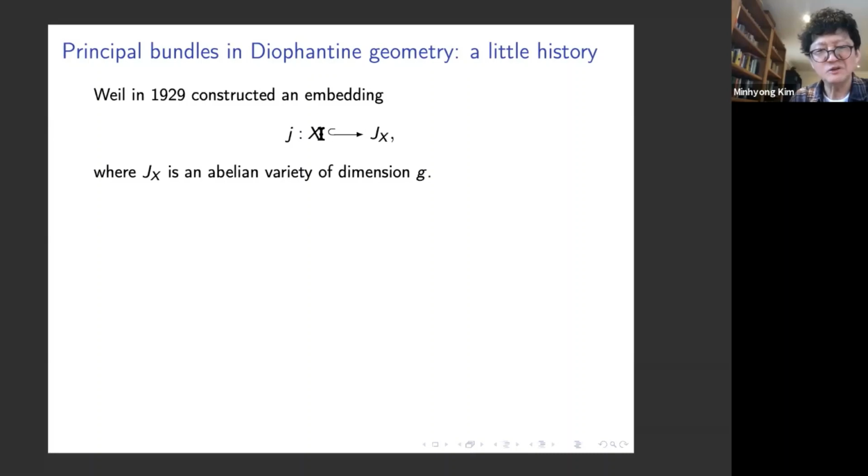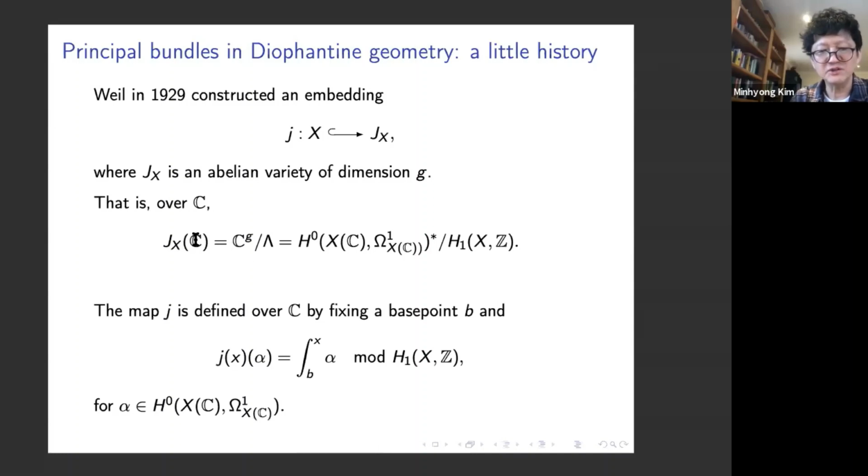So what did he do? He took a curve like what we have and embedded it in its Jacobian, which he constructed as an abelian variety of dimension g. So this was the first use, I think, of principal bundles in Diophantine geometry. Now, I said that Weil did this, but versions of this go back to the 19th century. For example, in the 19th century, the Jacobian was already constructed as what we would now describe as a complex torus. They didn't quite describe it in this way, but it would be the dual of the holomorphic differential forms divided by the lattice of first homology. And the map was simply defined by associating to any point the functional on holomorphic differential forms given by integrating, which is well-defined modulo the lattice.